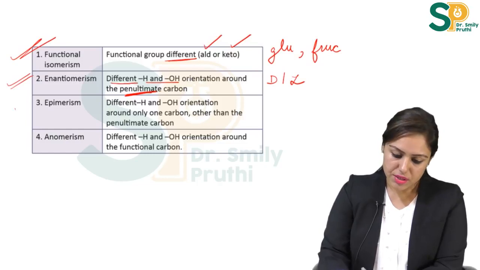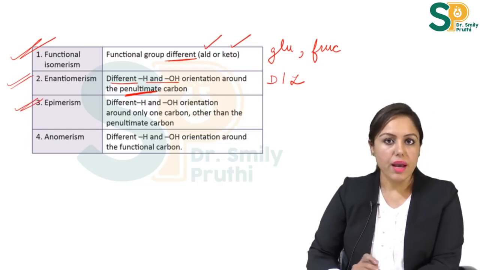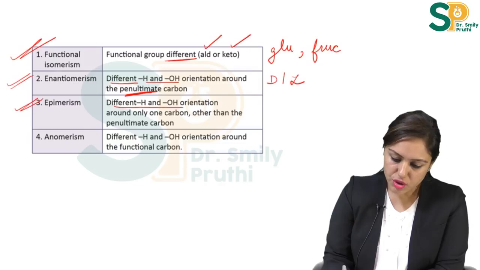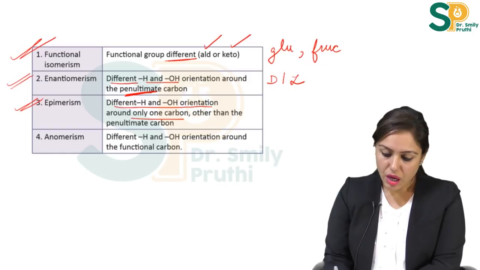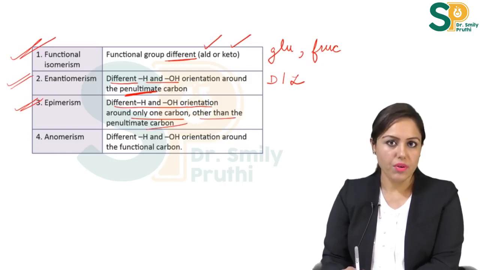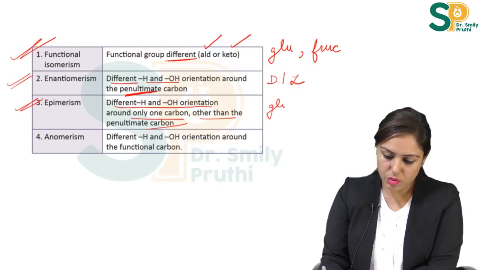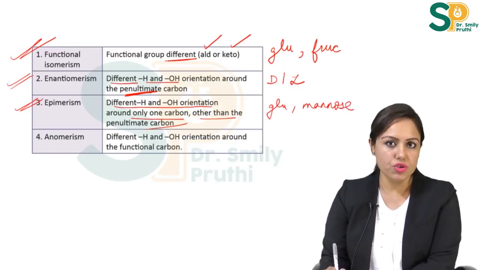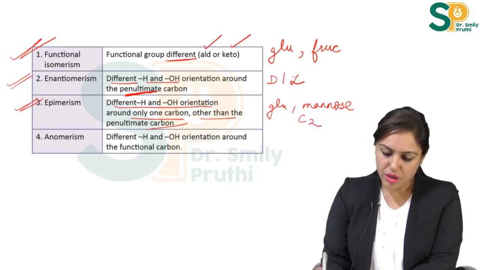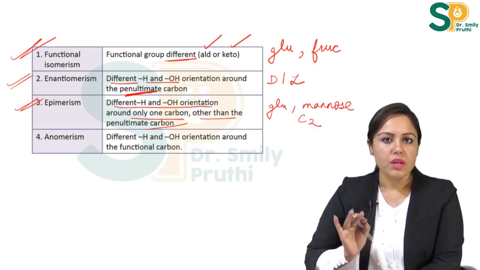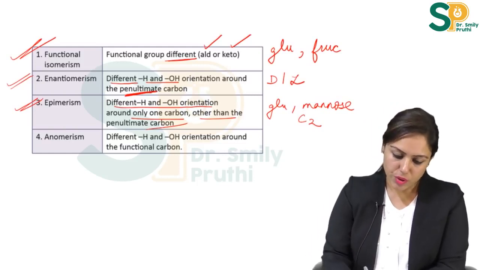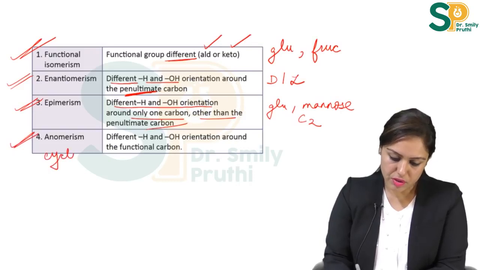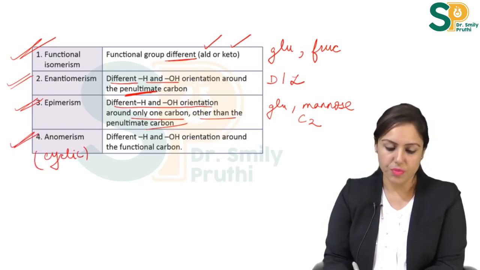Then third is epimerism. Here isomers have different H and OH orientation around only one carbon other than the penultimate carbon. Example, glucose and mannose are epimers of each other and they differ in only one carbon, that is carbon number 2. Then the last one, anomers, which exist in cyclic structure.